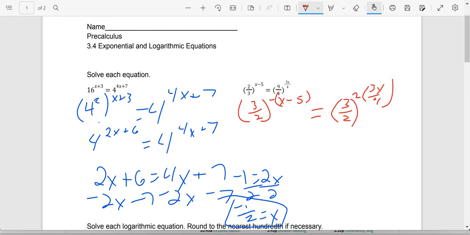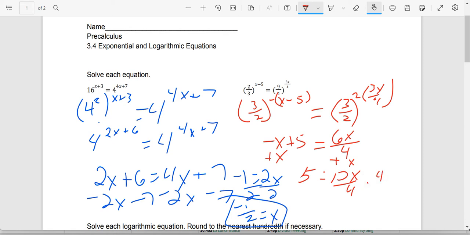Look at that. Power to a power we multiply, so you're going to get 6x over 4 equals negative x plus 5. We're going to isolate x. Get 5 equals, if you're adding x to that, 10x over 4. Multiply both sides by 4 over 10 to isolate, and you're going to get a final answer of 20 over 10, which is going to be 2. So x is equal to 2.